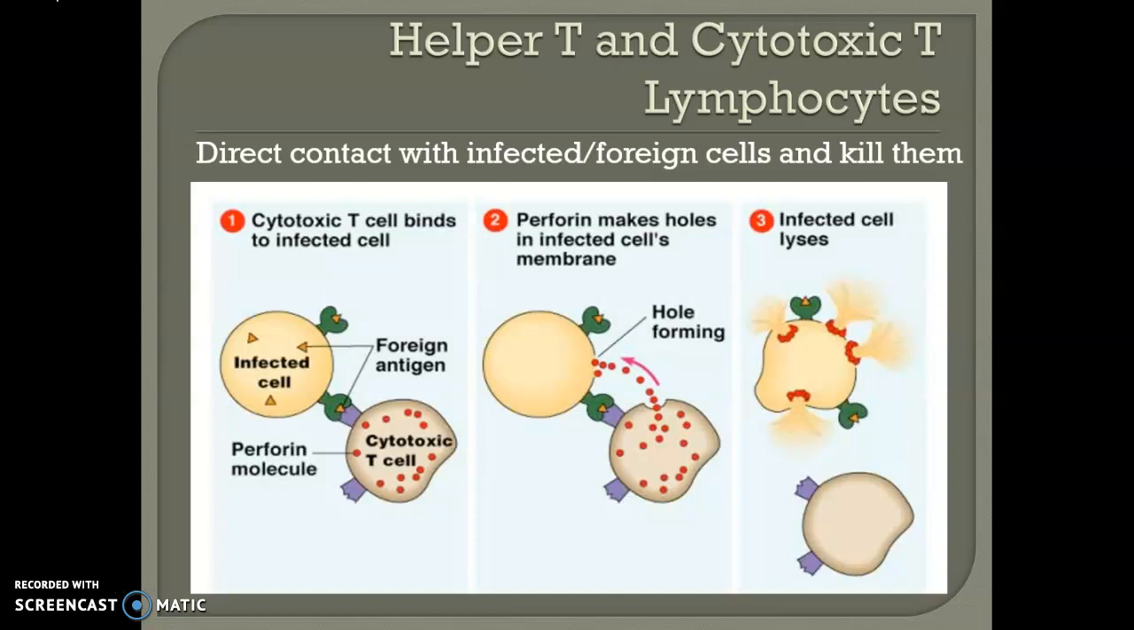So in the second panel, we see transfer of the perforin molecules into the infected cells. The perforin molecules weaken the infected cell and cause the infected cell to burst open or lyse. Therefore, we will have death of the infected cell, and that is how the cytotoxic T lymphocyte works.